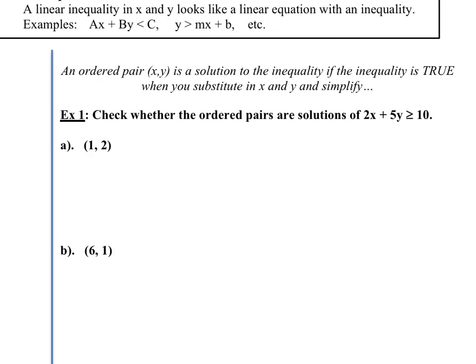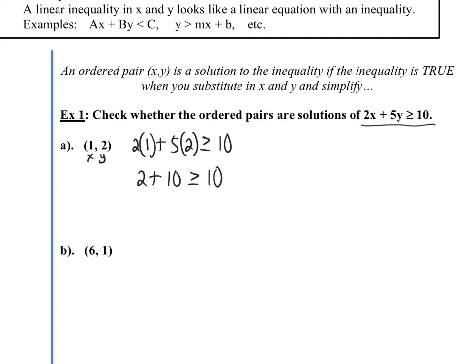We're plugging into the inequality 2x plus 5y is greater than or equal to 10. We're going to call x 1, and y 2. So we have 2 times 1, plus 5 times 2, greater than or equal to 10. What is 2 times 1? That's 2. 5 times 2 is 10, greater than or equal to 10. This is how we show our work, too.